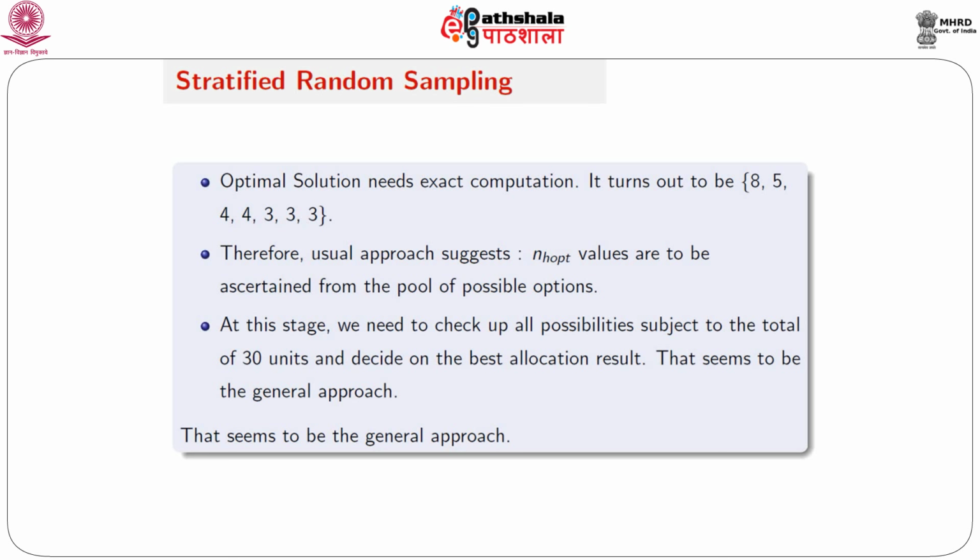In this example, we had 4 options. We work out V strat under all the options, and then we try to find out the allocation which gives the minimum. So that is what we do. But if there are a large number of strata, then of course this approach is not very easy to take up. In principle, you know what is happening, but it's kind of difficult, time consuming. So we need to take all possibilities subject to the total of 30 units and decide on the best allocation result. This is the general approach that we know.